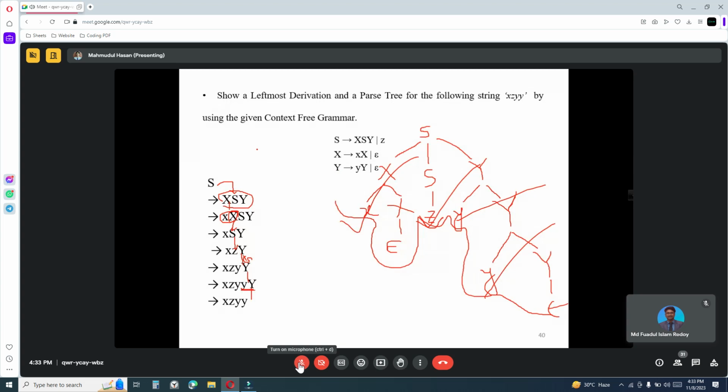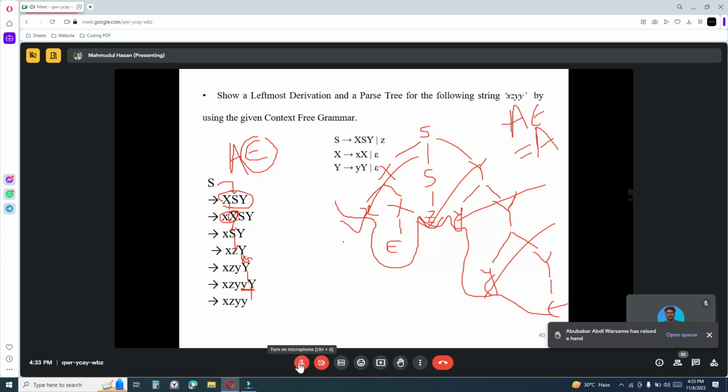So when epsilon is single, that time you need to write epsilon. Suppose A epsilon, so you don't need to write A epsilon, that is actually A. But when it is single, that time you need to write epsilon. Otherwise, it's not mandatory to write epsilon. Got it, everyone? Yes, sir.